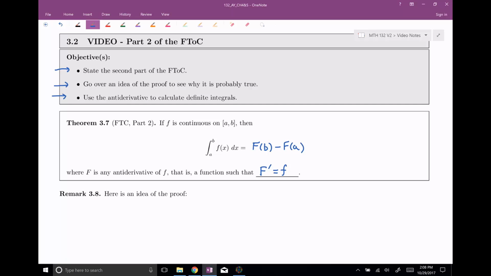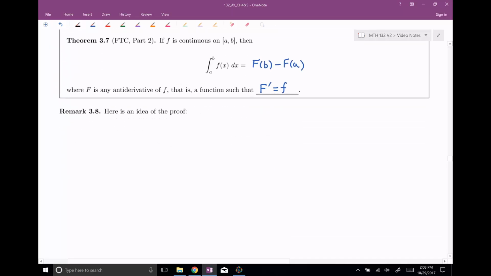Let's first talk about the idea of the proof. Why does this work? How are these definite integrals and antiderivatives related? I actually talked at the beginning of this chapter about how the area under the curve has something to do with derivatives, and more specifically, with the antiderivative. This left-hand side, this definite integral, is area under a curve from a to b, and this right-hand side is an antiderivative. So it's kind of alarming maybe that these are related. So here is the idea of the proof.